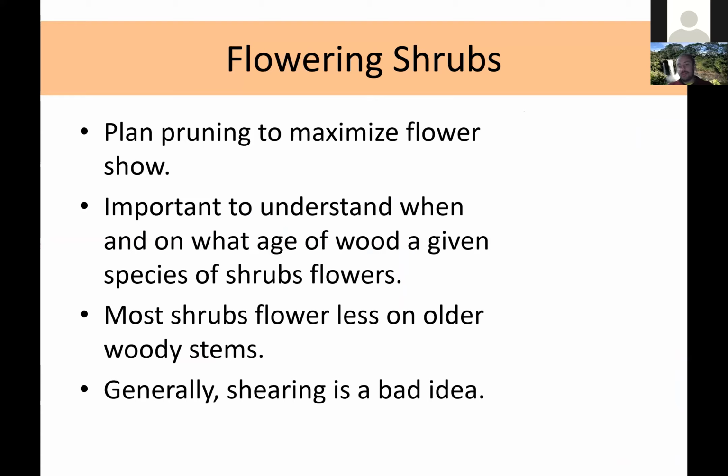And to do that, we have to understand on what age of wood they produce flower buds. It's also important to understand that in general, older shrubs and older, thicker, woody stems of shrubs tend to flower less than younger, more vigorous stems. And generally for these flowering shrubs, shearing is a bad idea because you're relatively indiscriminately taking off growth, which means you're probably removing flower buds and you're reducing the flower show.